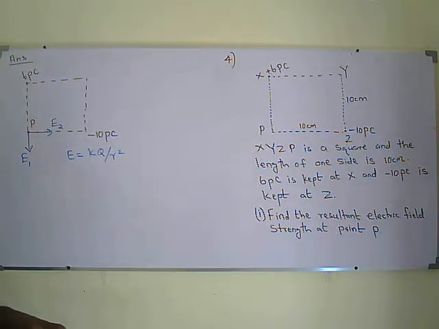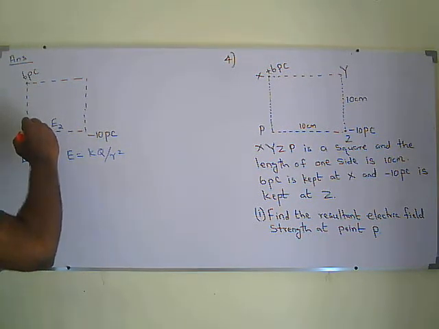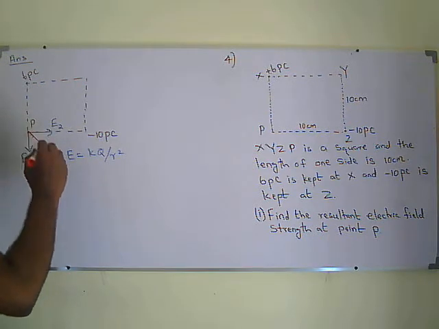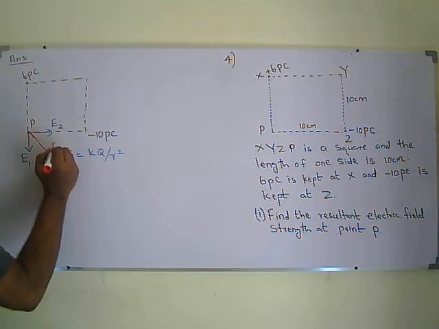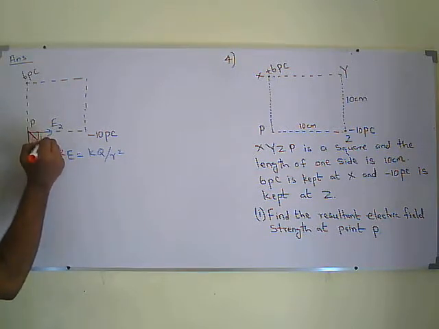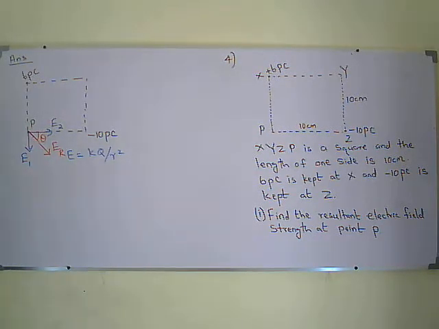How to find the resultant vector? The resultant electric field strength will be along this direction. I can name it ER, and it makes an angle theta. I know how to find ER by using Pythagoras theorem, because these two vectors are perpendicular to each other.